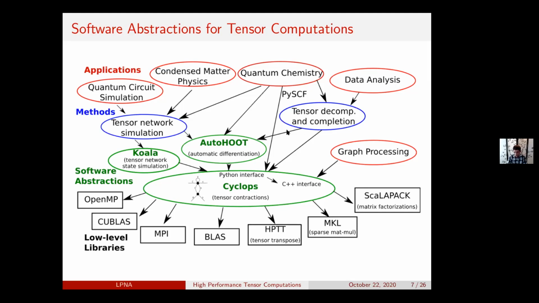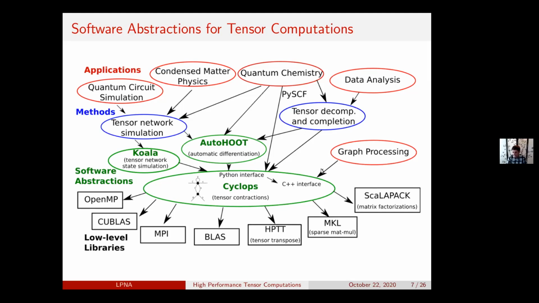But I also want to talk about some of the ideas that we have regarding algorithms which are perhaps a little bit above this level of automatic differentiation and libraries. So these are somewhat higher level ideas about how we can actually accelerate tensor decompositions and tensor networks. And then I will go in and talk about how we build these software abstractions under them.